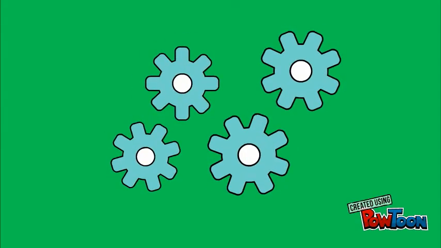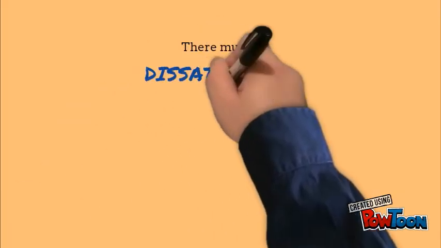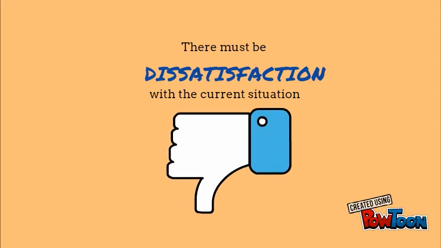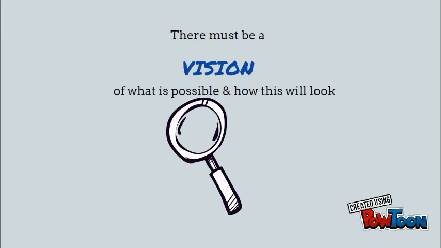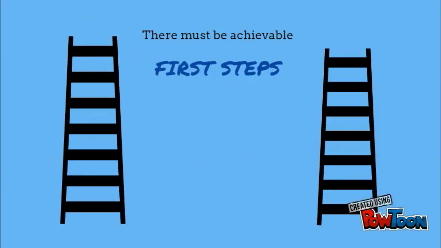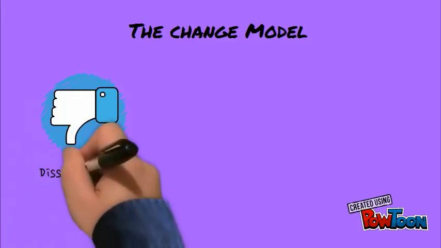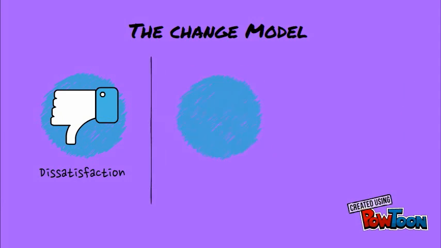Let's take a look at what we need to make the model work. First, there must be dissatisfaction with the present existing situation. There must be a vision of what is possible in the future and what this might look like for the organization. And finally, there must be achievable first steps towards reaching the vision, also called practicality. Now that we know the three left-hand side elements, let's take a more detailed look at each of these elements, starting with dissatisfaction.